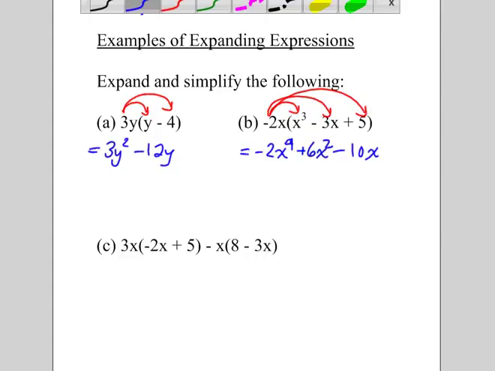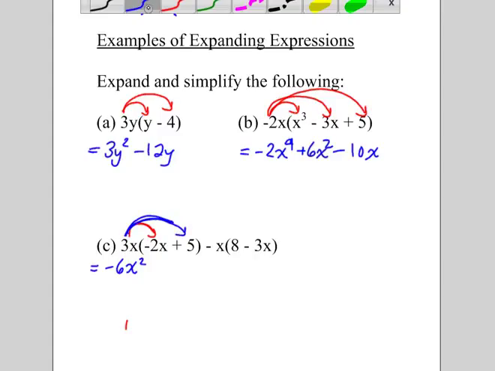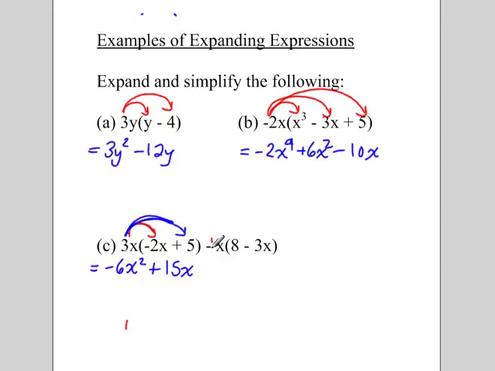And then let's look at the final example. So again, the first thing we're going to do is to distribute. So we're going to take what's in front and multiply by what's inside the bracket. So 3x times negative 2x is negative 6x squared. 3x times 5 is positive 15x. Negative x, or negative 1x if you prefer, times 8 is negative 8x.